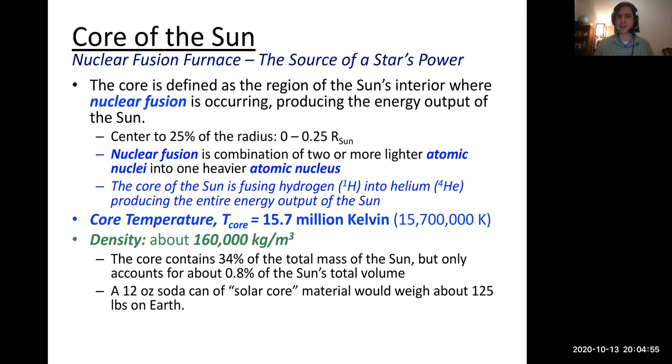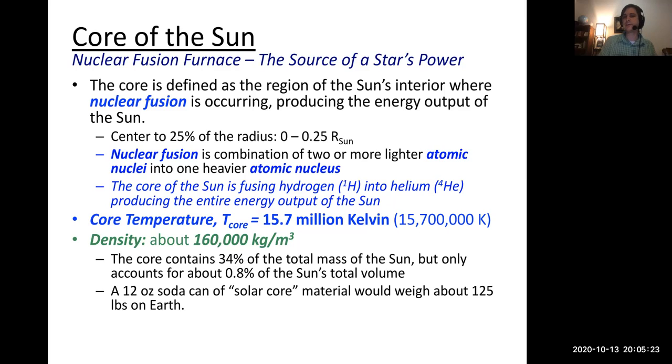I'm just going to start saying fusion. So what is fusion? It's the combination of two lighter elements into a heavier atomic nucleus. So you'll take two light atomic nuclei, like hydrogen, and fuse them together. And through a series of reactions, you can fuse things together until you end up with a helium nucleus. And that's what's powering the sun. So energy is produced by fusion in the core of the sun.